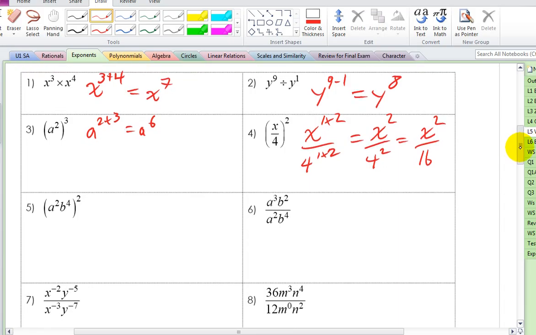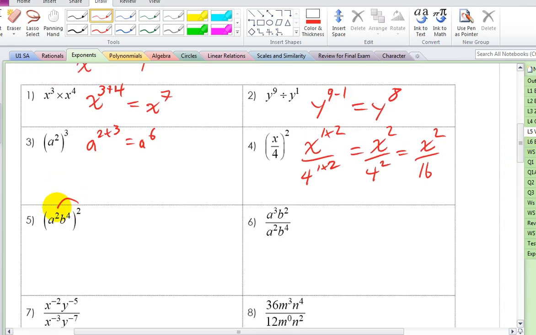Next one. Okay, so here you multiply into every exponent. Here do your divisions. So try 5 and 6 now. Go.